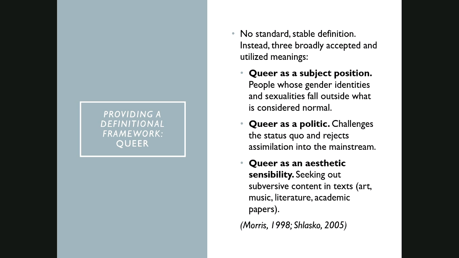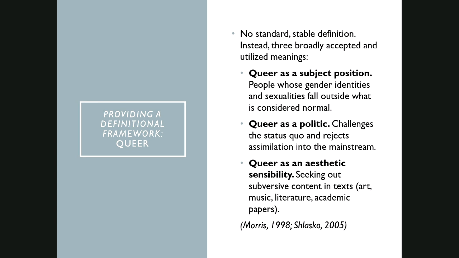And then finally, we could think about queer as an aesthetic sensibility. This is something that I saw less of in the chat, but this is where we think of queer as being subversion, and we try to see queerness in what we interact with on a daily basis. It's the seeking out of subversive content in texts, such as art, music, literature, and academic papers.